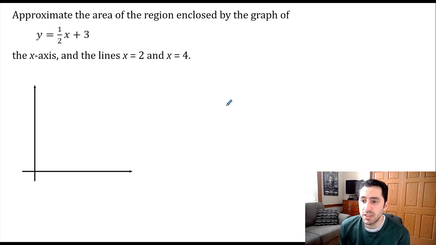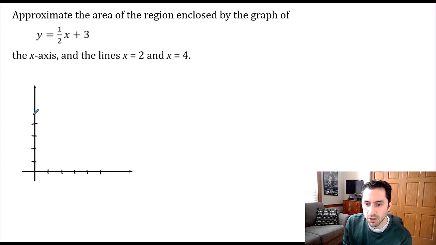So the example here says approximate the area of the region enclosed by the graph of y equals 1/2 x plus 3, the x-axis, and the lines x equals 2 and x equals 4. So why don't we just start by graphing this and taking a look at what our function looks like. So we have 1/2 x plus 3, which is just going to be a line, and we're looking at the interval from 2 to 4.